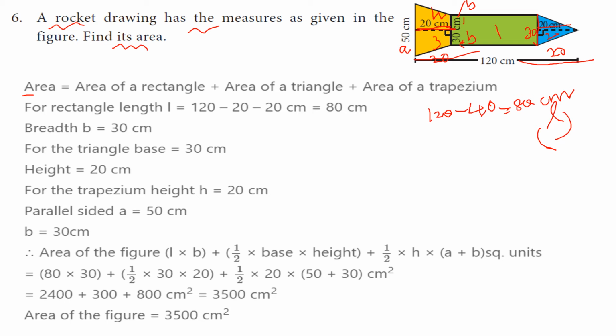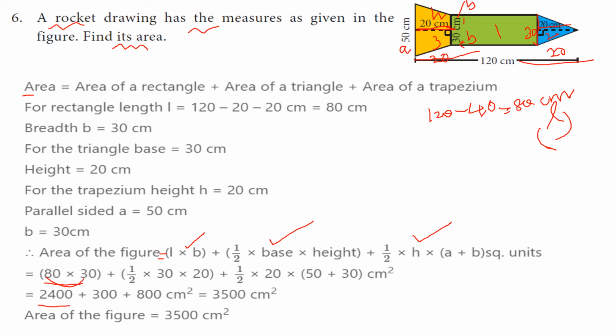figure equals area of rectangle, L into B, plus area of triangle, half into B into H, plus area of trapezium, half into H into A plus B. Substitute the values: 80 into 30 plus half into 30 into 20 plus half into 20 into 50 plus 30. So 80 into 30 is 2400.